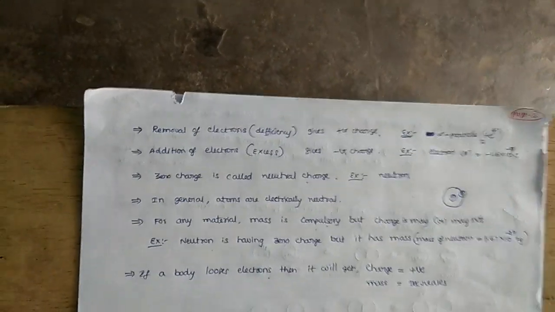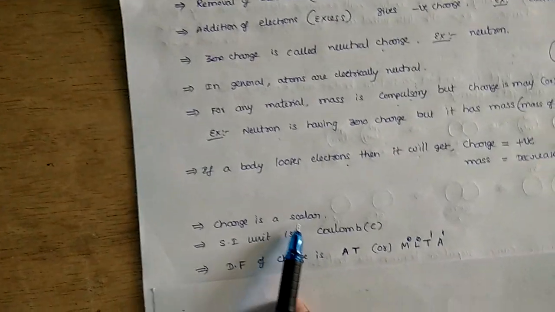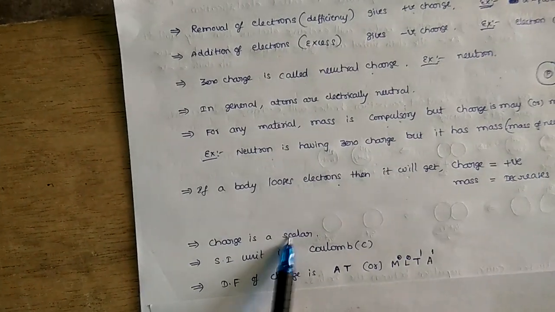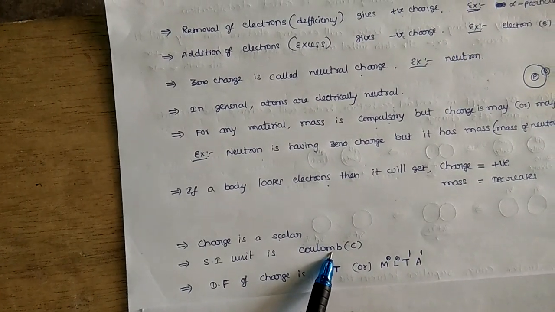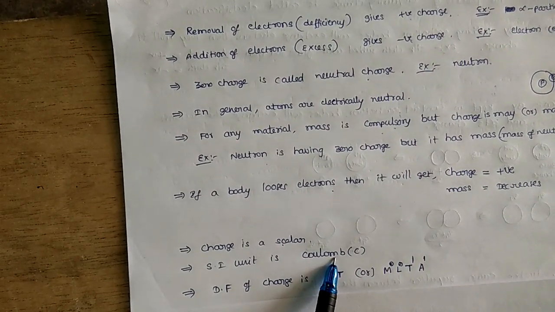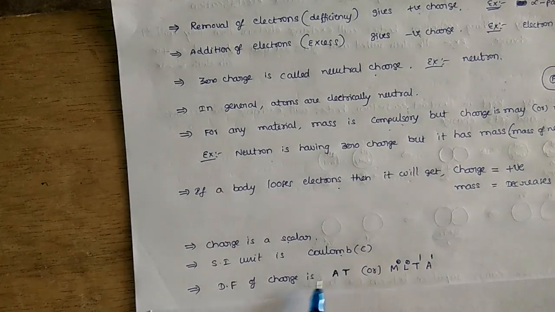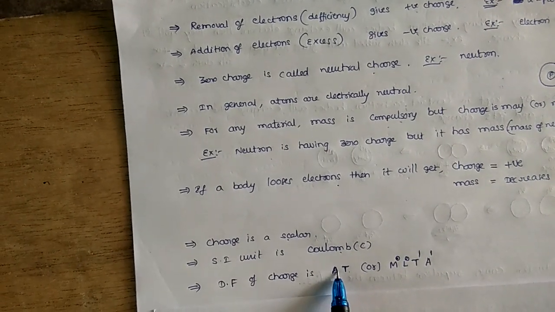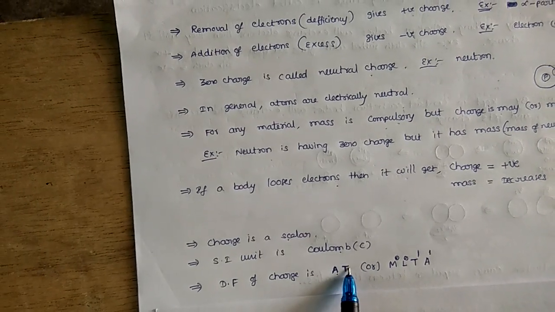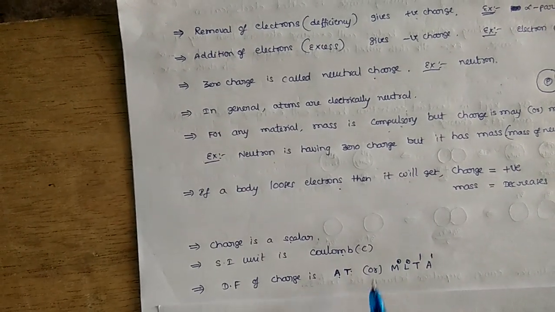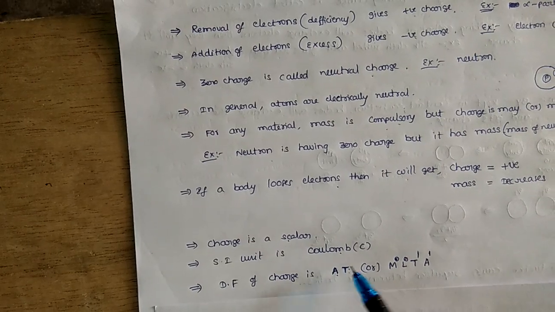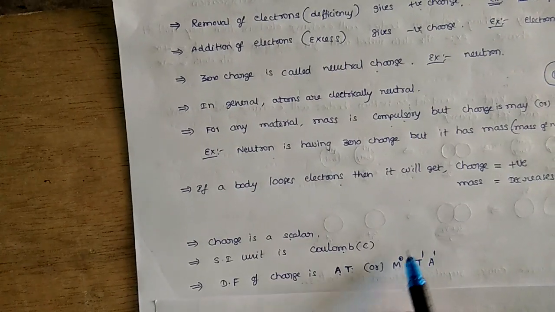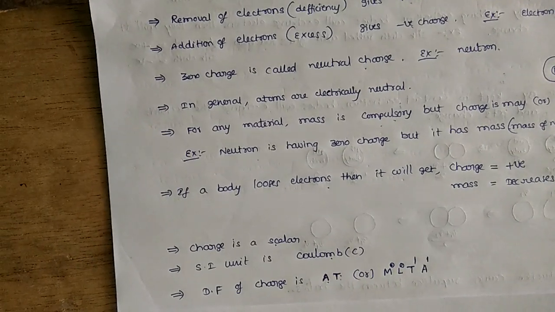These are the simple basic important points. Charge is a scalar quantity. No direction, only magnitude. SI unit of charge is coulomb. I am not going very deeply into it, just remember. And the dimension formula of charge is AT, where A is nothing but ampere, T means time. We get this dimension formula from our 10th class formula, I = Q/T. You will get the dimension formula like this.